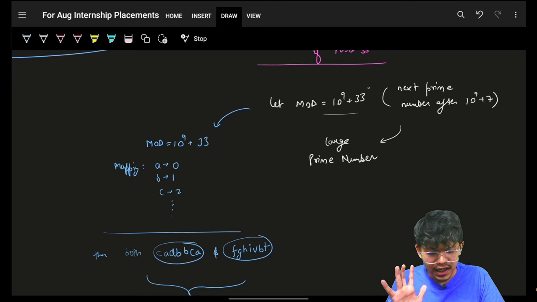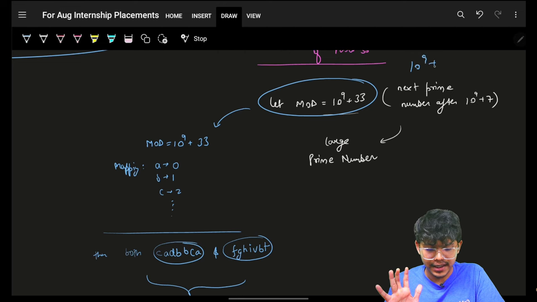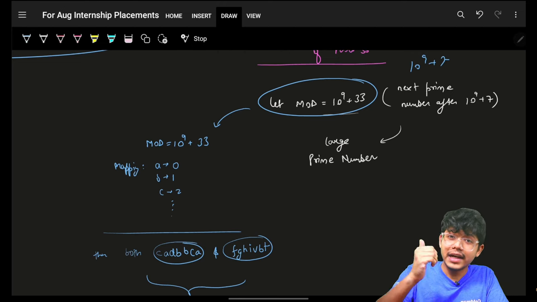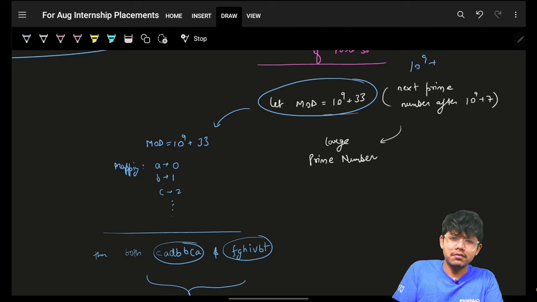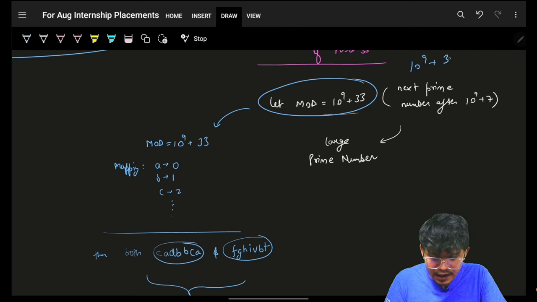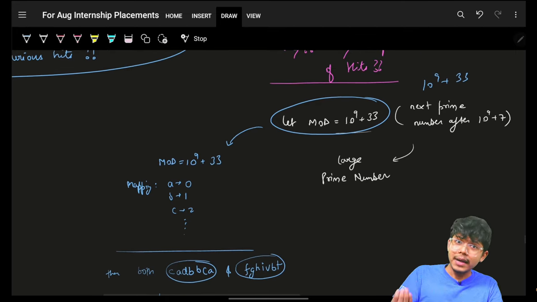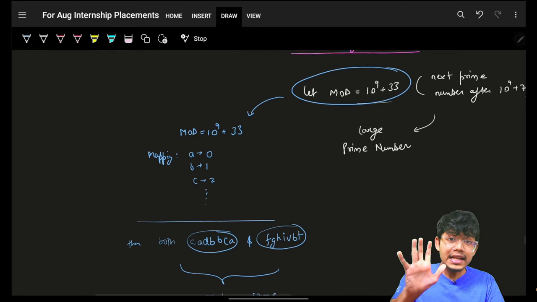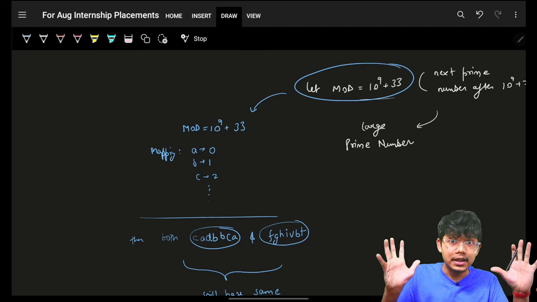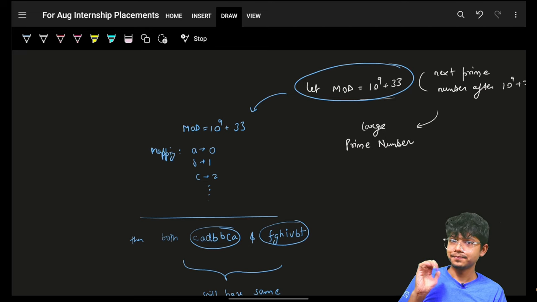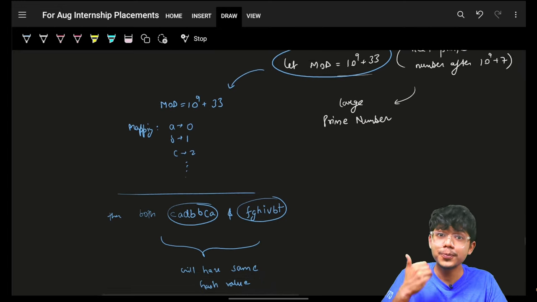For example, earlier we took the mod as 10^9 + 7, right? We can also take another big prime number, 10^9 + 33. That's also a big prime number, just after 10^9 + 7. I'm just showing you an example: with a single hash, you can still have a hash collision, and that's a spurious hit.